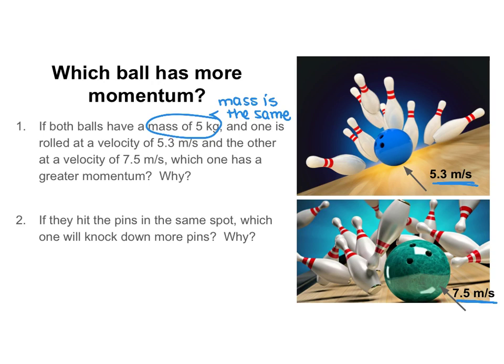Well, if one is going 5.3 meters per second and the other one is going 7.5 meters per second, I always try and throw the ball as hard as I can because it's going to knock down more pins. So, which one has a greater momentum? The green ball has more momentum because it's moving faster.